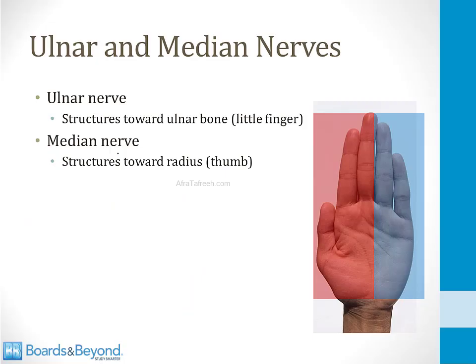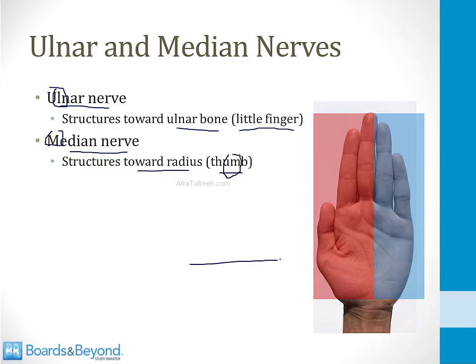The major nerves that innervate the hand are the ulnar and median nerves. In general, the ulnar nerve innervates structures towards the ulnar bone or little finger. And you can just remember that the L in ulnar is for little finger. The median nerve in general innervates structures towards the radius or the thumb, and you can just remember that the M in median goes with the M in thumb.